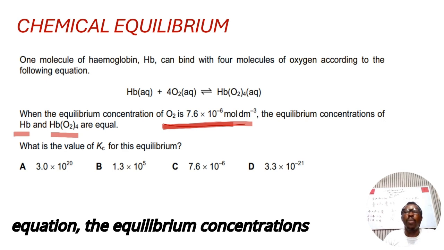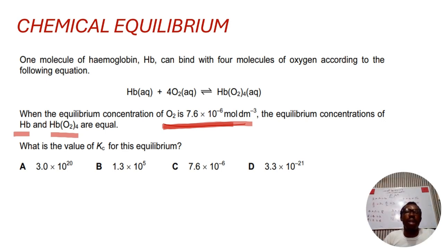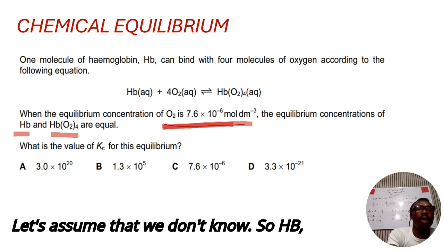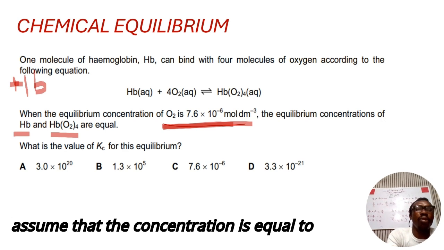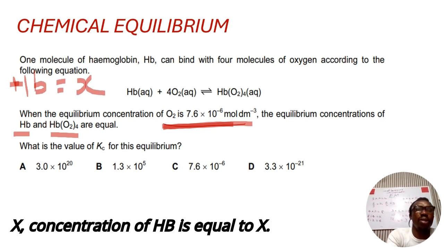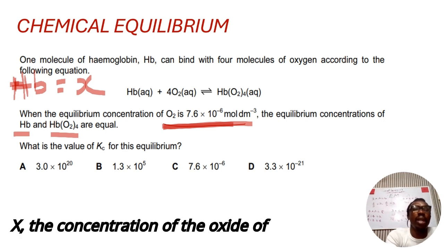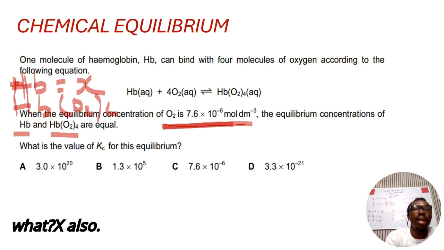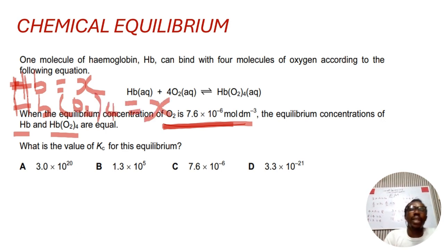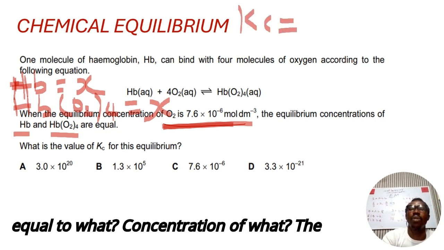So from the equation, the equilibrium concentrations of Hb and the oxide of Hb are equal. Let's assume that we don't know the concentration of Hb. So let's assume that the concentration of Hb is equal to X. So if the concentration of Hb is equal to X, the concentration of the oxide of Hb will be equal to what? X also.